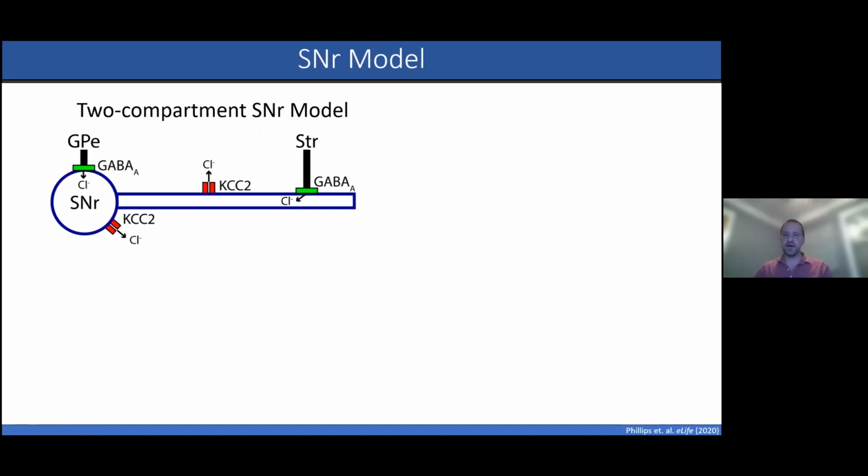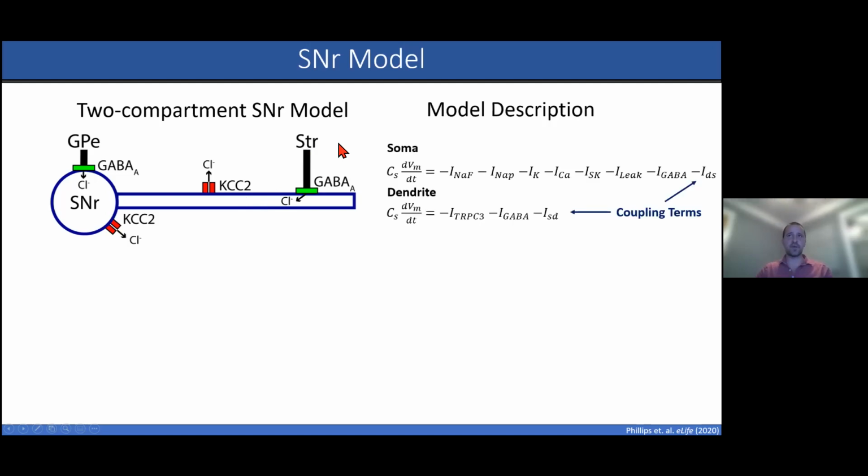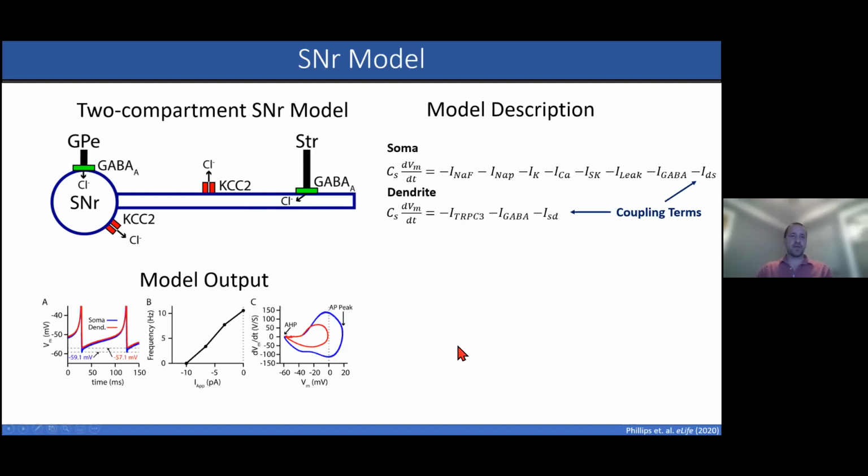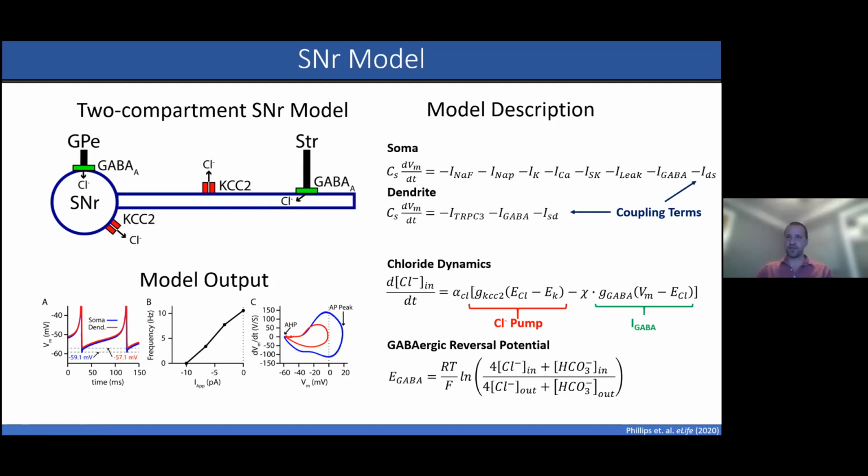All right, so we have a two-compartment model for the SNR. We have the soma with the GPE inputs, and we have the dendritic compartment with the striatal inputs. These are the simple voltage equations that govern the voltage dynamics of the two compartments, which are coupled together. Then we tune the model to meet some basic experimental benchmarks, such as baseline firing rate, the magnitude of the afterhyperpolarization, and some FI curves. And of course, we have chloride dynamics governed by this differential equation, and then the Goldman equation for calculating the GABAergic reversal potential.